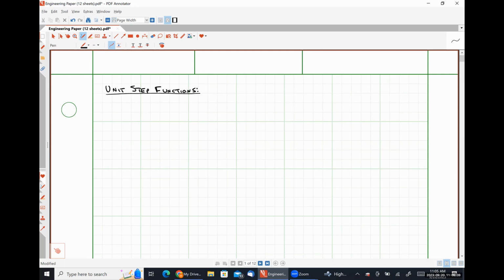All right, so the unit step function is also known as the Heaviside unit function, and effectively it is defined as follows. U of t is equal to 1 for t greater than or equal to 0, and it is defined as 0 for t less than 0. So graphically, it looks something like this.